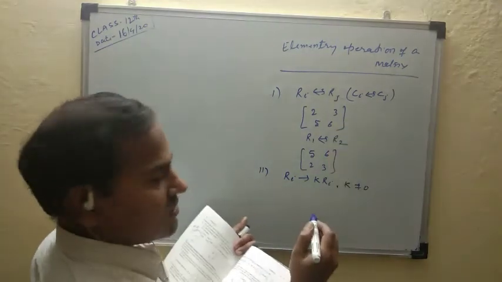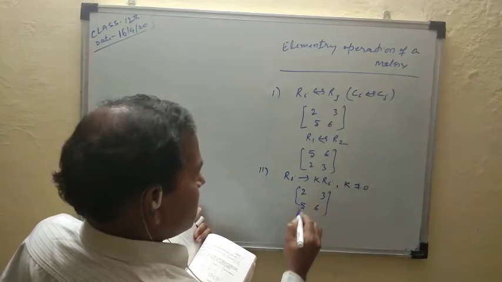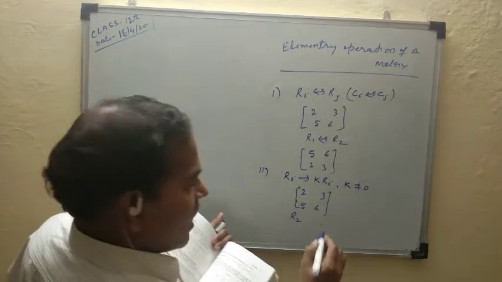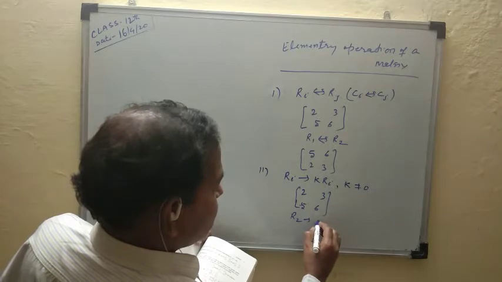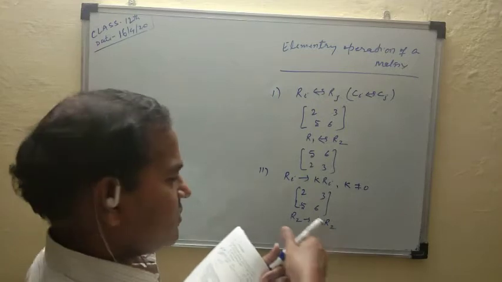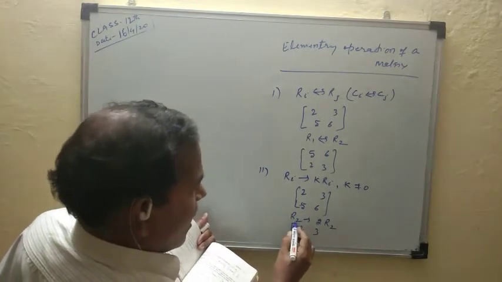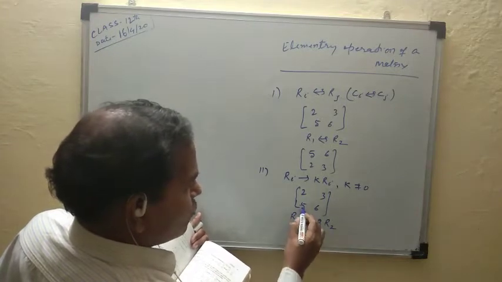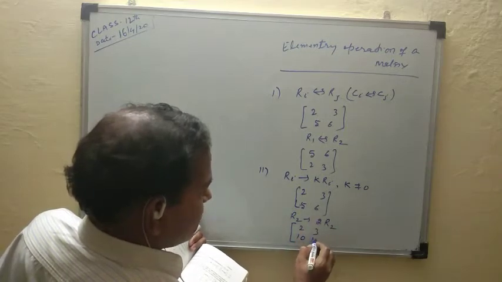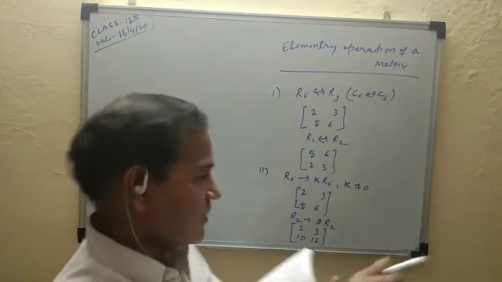Similarly, in the same matrix, 2, 3, 5, 6, suppose in the second row R2 changes into 2 into R2. R1 stays the same, and R2 is multiplied by 2: 2 into 5 is 10 and 2 into 6 is 12. So, this is the new matrix when R2 is changed.